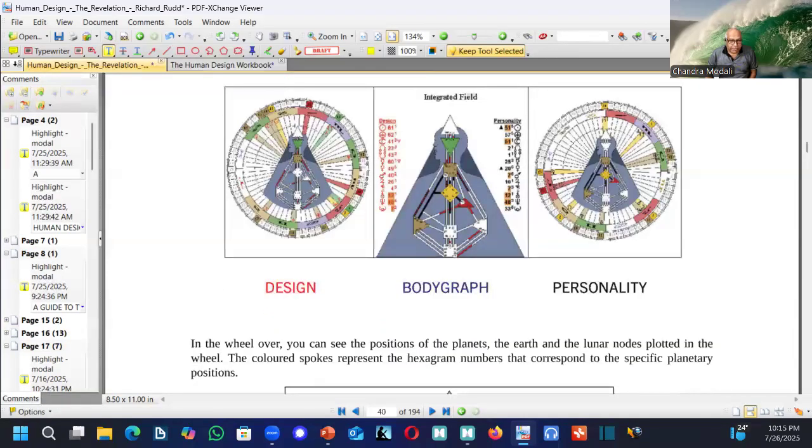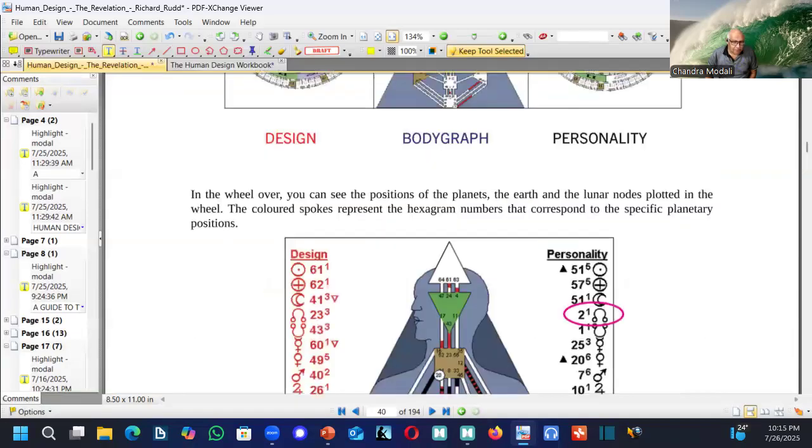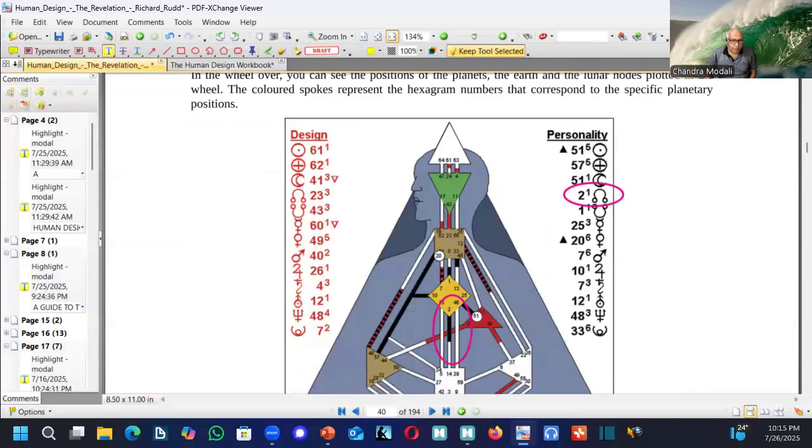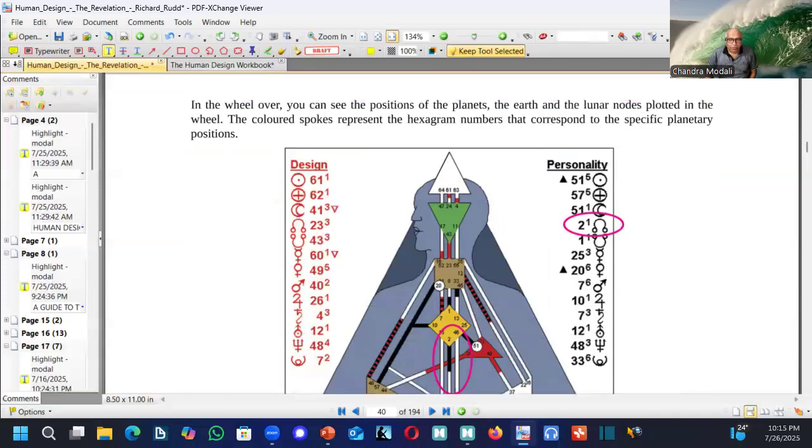So this is the body graph. In between, you have the original design and you have the personality. A beautiful way of putting the whole thing together. I think we'll do it tomorrow. We need a fresh mind. Okay.